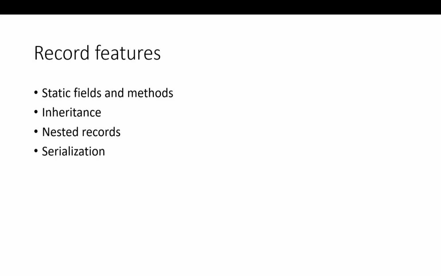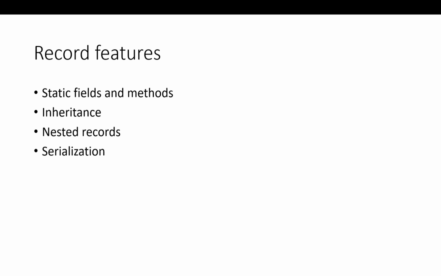In this video, we are going to talk about various features of a record which we could not cover in the previous video. In the previous video, we covered different types of constructors, auto-generated methods like equals, hashCode and toString, and we also talked about instance variables and instance methods in a record.